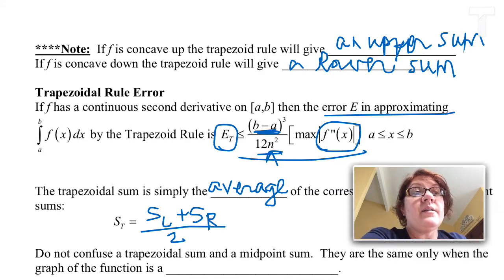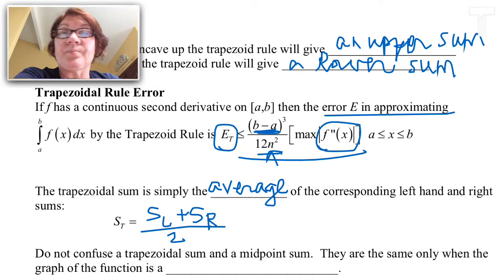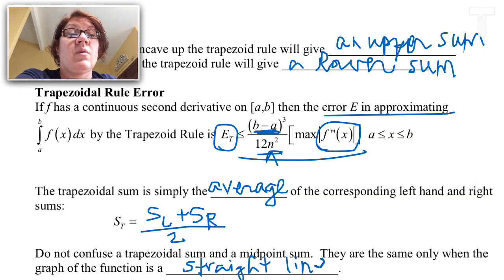And then the last piece, the last note, is not to confuse the trapezoid and the midpoint, because of course if you show work for one when you're supposed to show work for the other, you will get it marked wrong. But they are in fact the same if the function was a straight line. That's the only time it would be a special case that they were equal.